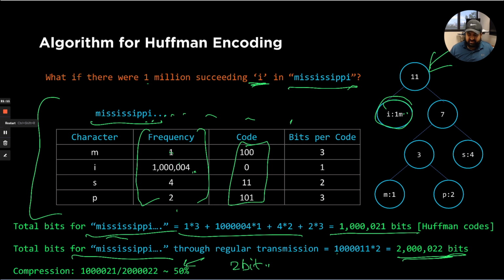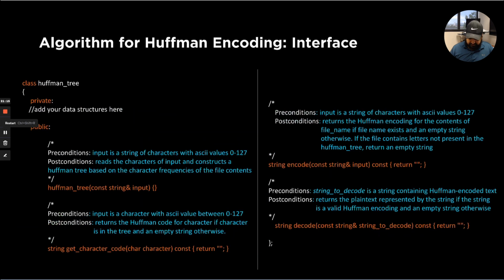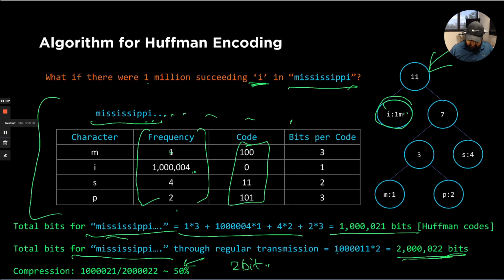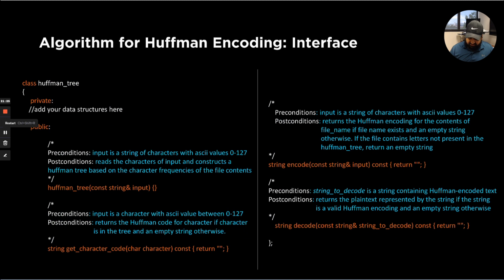Okay, so essentially that's the gist of it: we are now reducing a lot more space. This compression ratio can never exceed 1 because of the mathematical properties of how this algorithm works. But that's the gist of it.